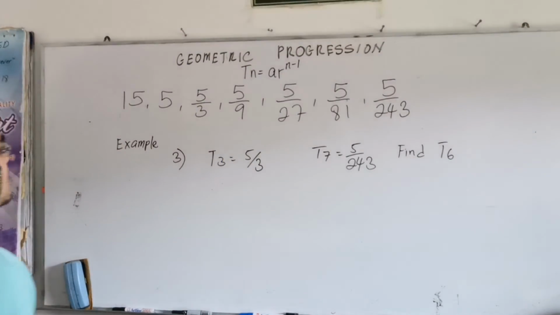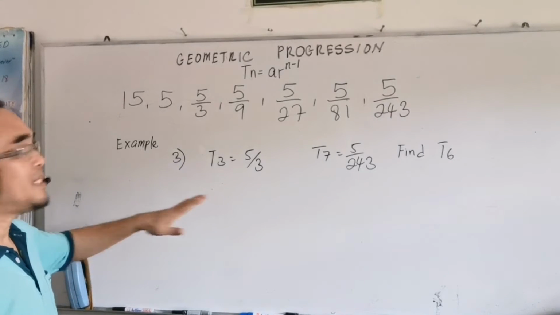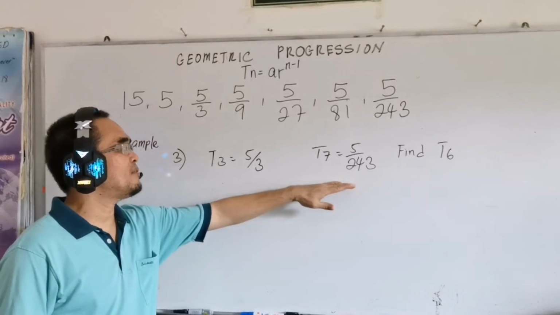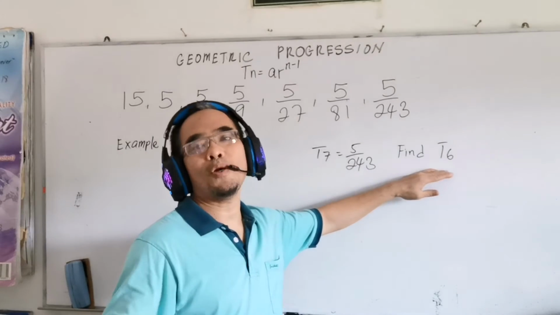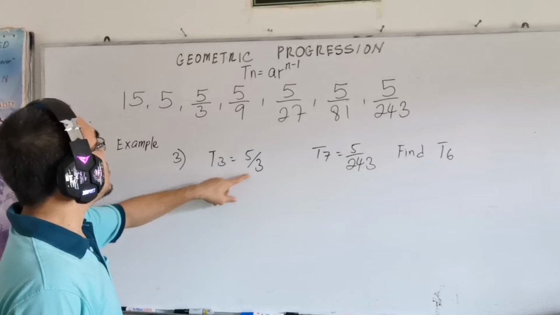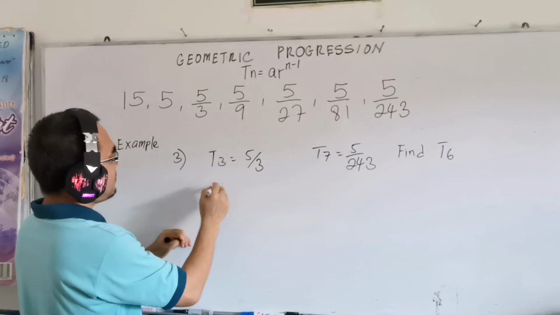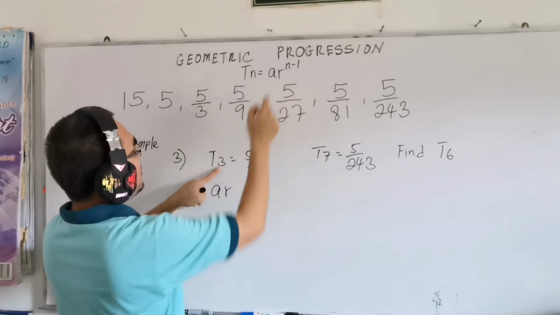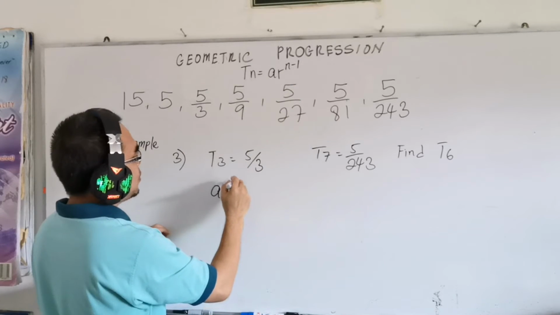Okay, another hypothetical question will be, they give you two terms. That is, the third term is 5 over 3, the seventh term is 5 over 2 4 3. They want you to find T6 or T5 or whatsoever. So based on the info, that is T3 equals 5 over 3, you substitute. We do not know A, we do not know R, but then we know that n will be 3. So 3 minus 1 will be 2.